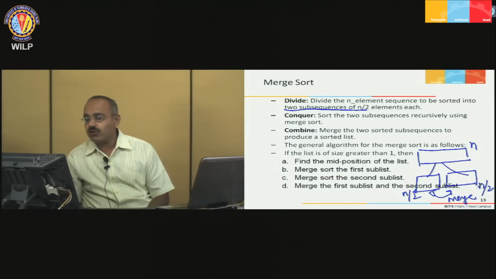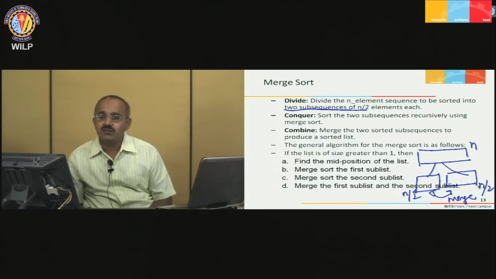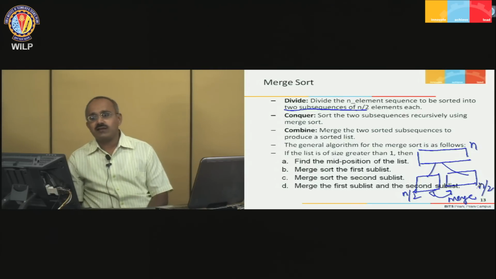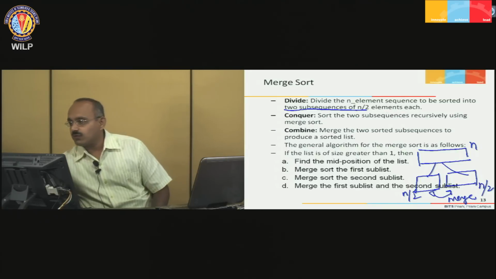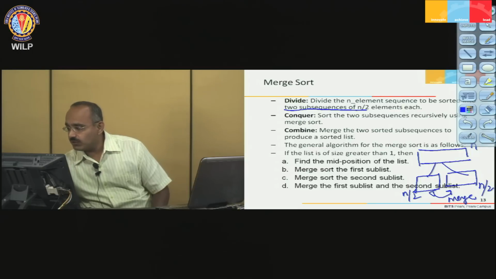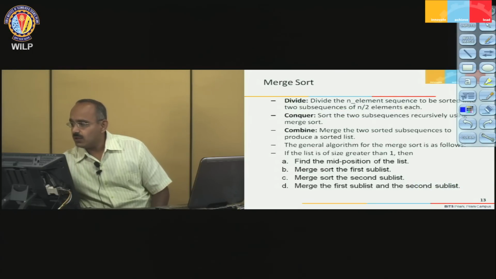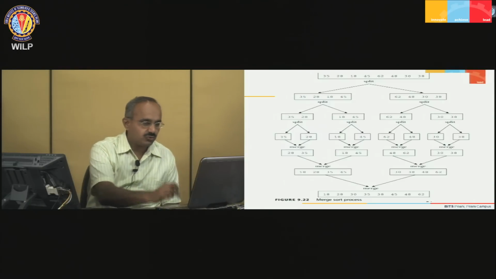Okay, so the general algorithm is: find the mid position of the list, merge sort the first sublist, merge sort the second sublist, and merge the first sublist with the second sublist. So, that is the idea of the merge sort algorithm. Let us see this by an illustration, that should make things clear.